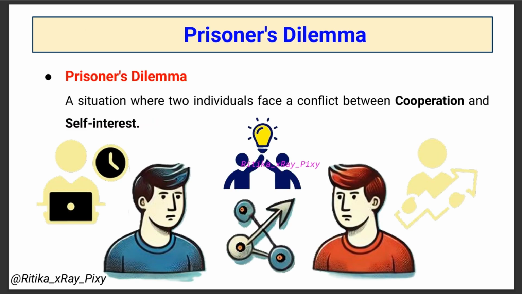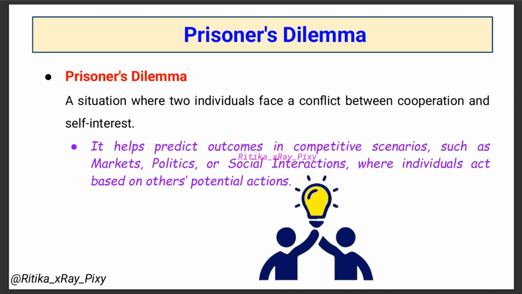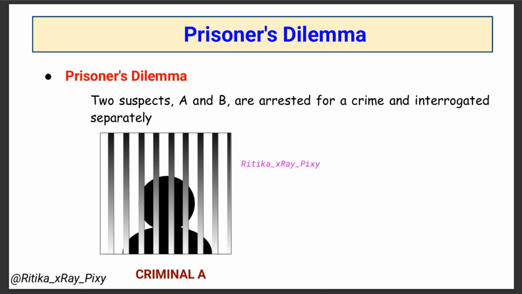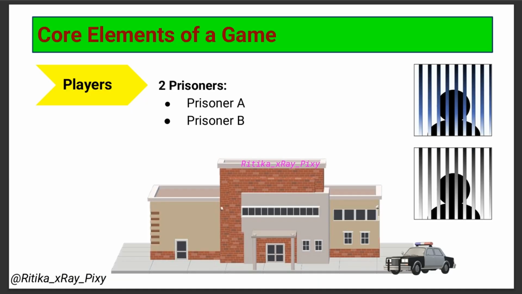Now what is the prisoner's dilemma? This is one of the most well-known examples in game theory, representing a situation where two individuals face a conflict between their own interest and cooperation, and the game design often encourages selfish behavior from both players, which results in poor outcomes for both, even if cooperation can be helpful for both. So, for example, we have two criminals, A and B, and they are arrested for a crime and imprisoned in two separate cells, and they are investigated separately.